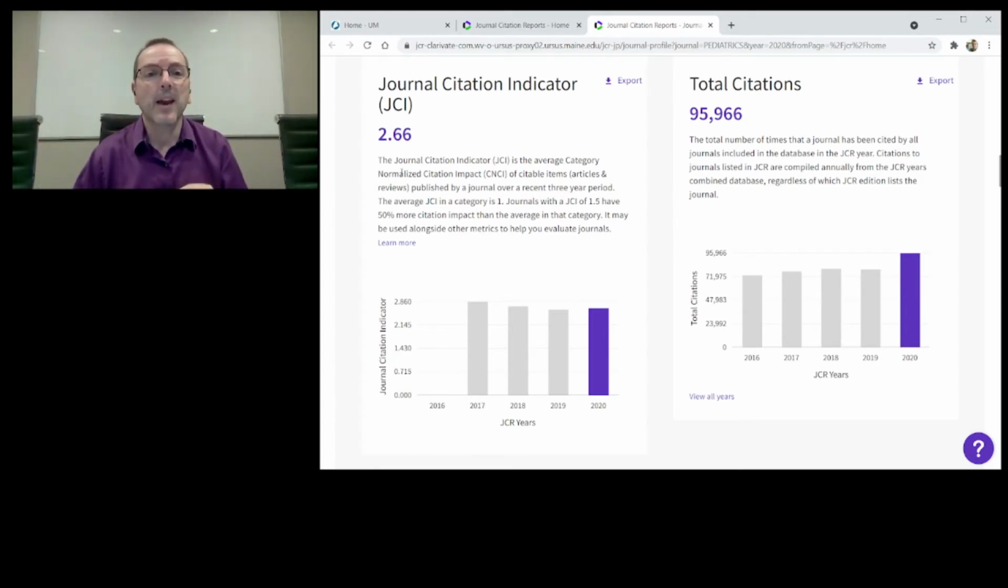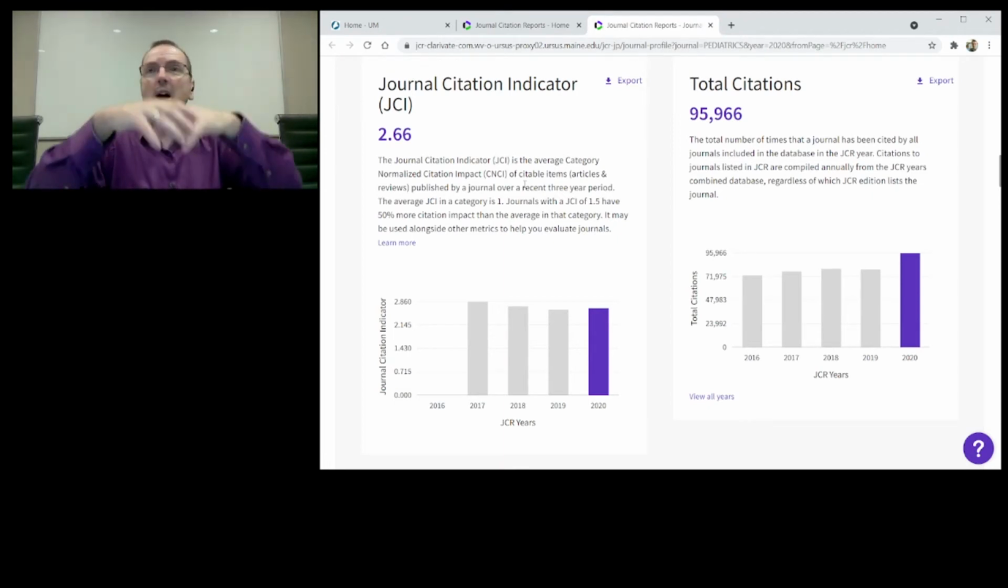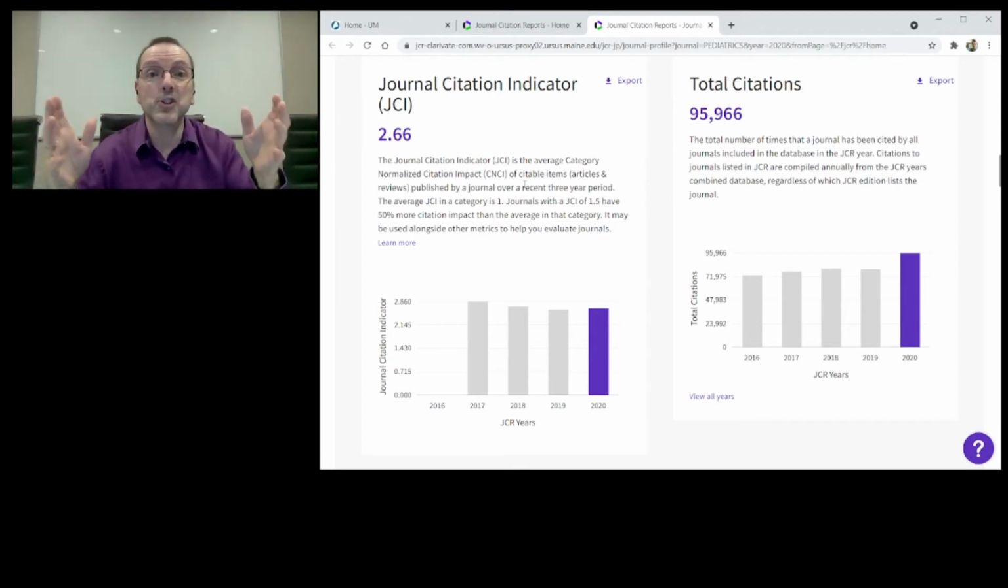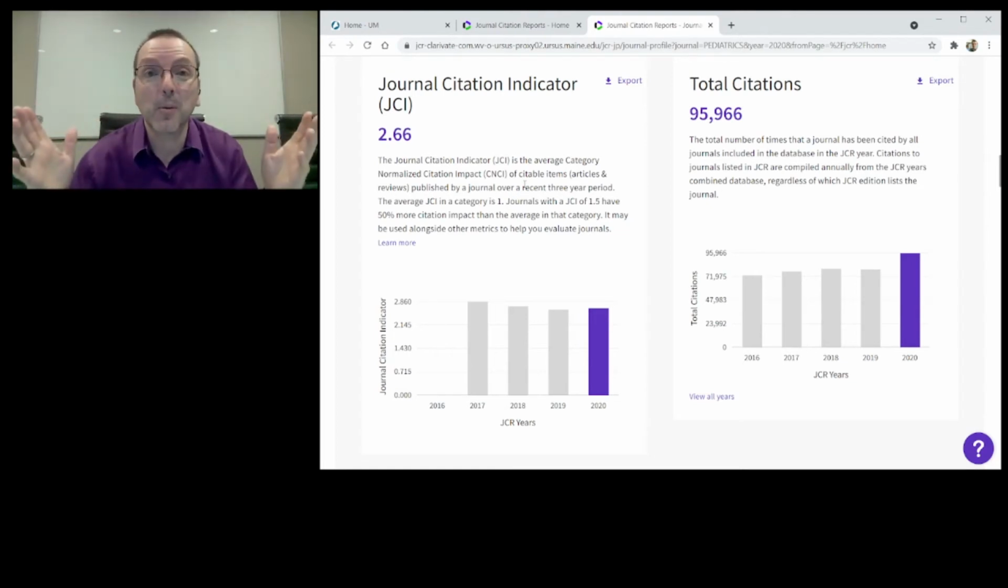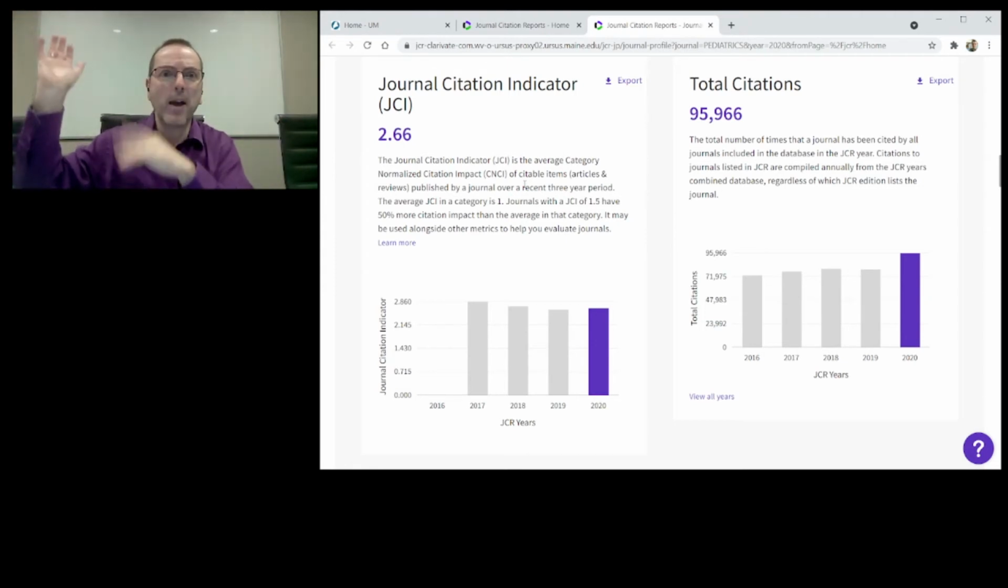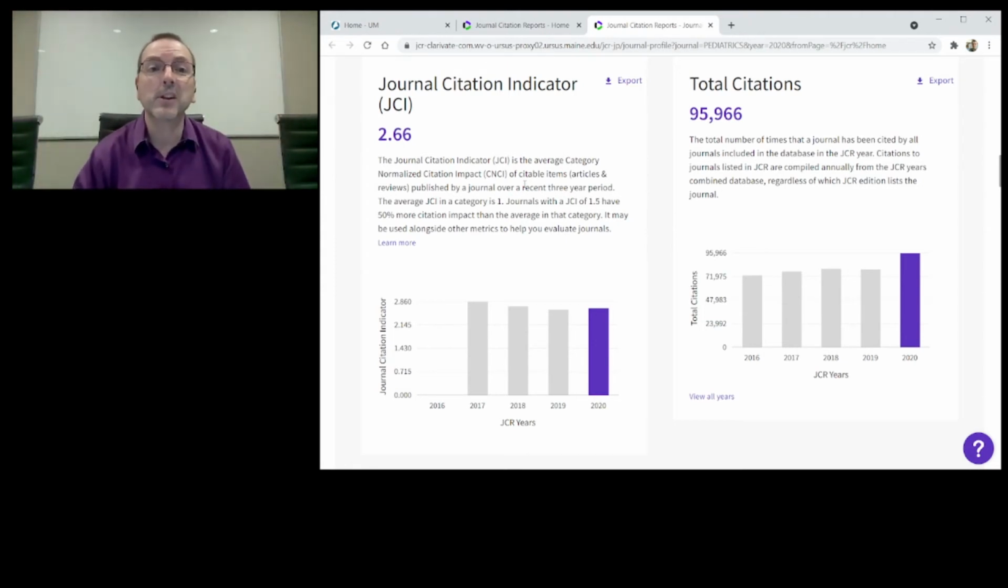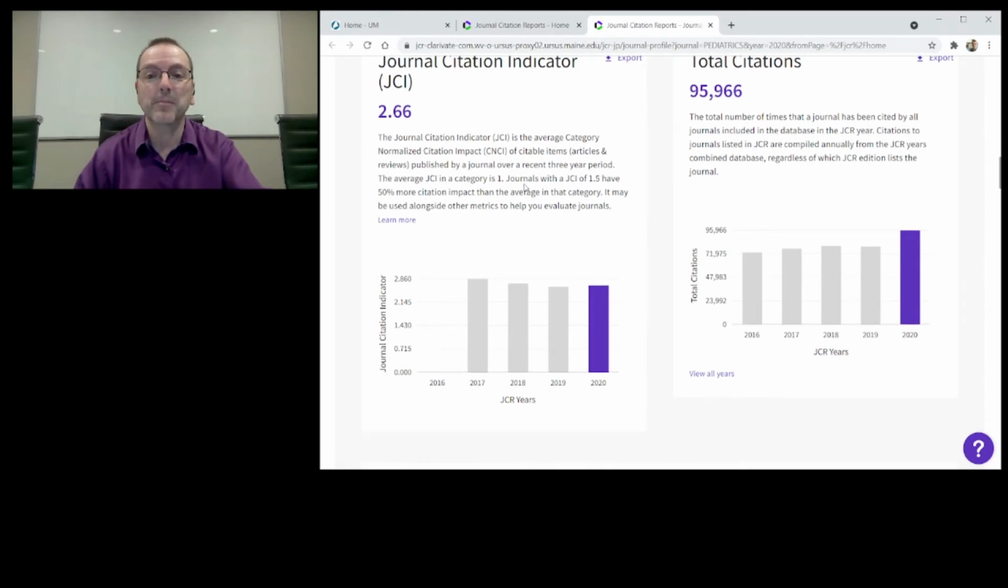Okay. Then we also see the total citations, and this is just looking in the year 2020 at all the articles in all of the journals that JCR tracks. How many citations are there for any article published in Pediatrics, going back to whenever. So there's 95,966 citations in the year 2020 to articles or research published in Pediatrics. Okay, let's keep going.